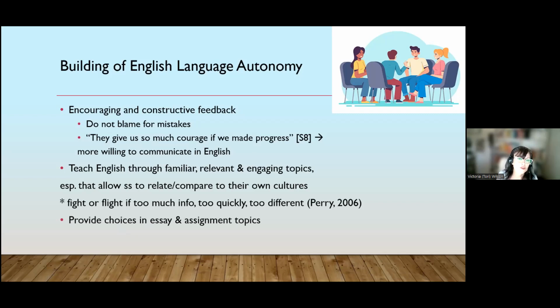So if we're having unfamiliar concepts and unfamiliar language, it's a step too far. Another way to provide autonomy is to give choices in essay and assignment topics, and I'll talk a bit more about that in a minute.